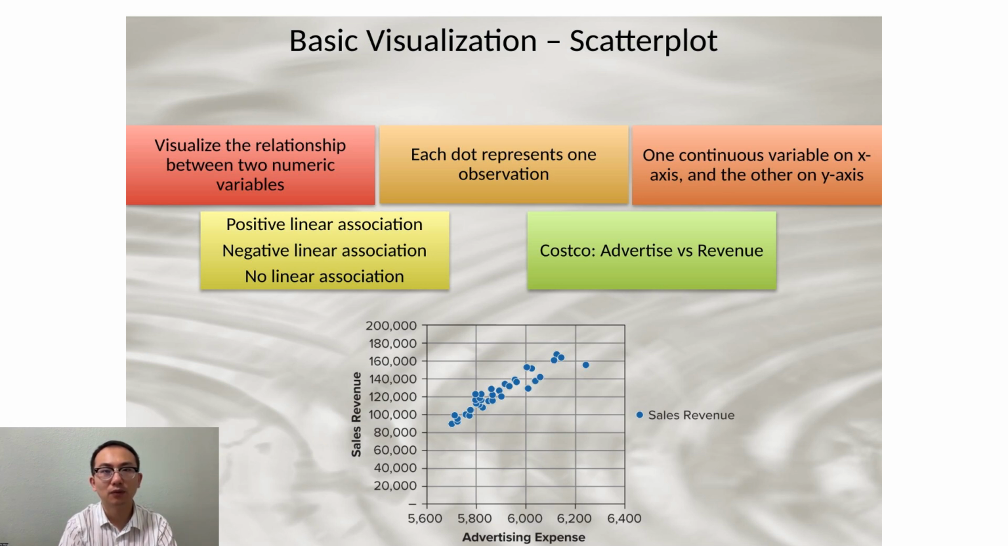Let's go through an example. Imagine we're looking at data from Costco and we want to see the relationship between advertising expense and sales revenue. We make a scatter plot where advertising expense is on the x-axis and sales revenue is on the y-axis. As we move from left to right, meaning advertising expense goes up, we also see the dots move from bottom to top, meaning sales revenue increases too. Since they're both increasing together, this shows a positive linear relationship. In other words, spending more on ads seems to be linked to higher sales.